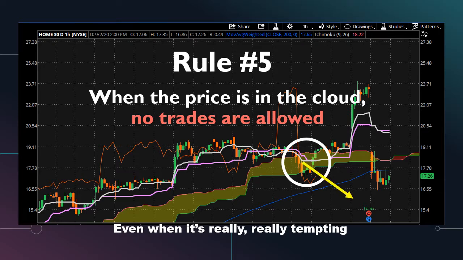In this example, it's extremely tempting to believe that the price is moving through the cloud, which serves as a zone of support and will break to the downside. But as you can see from this example, if you had taken out a short trade in the cloud, the price would have reversed and wiped you out.